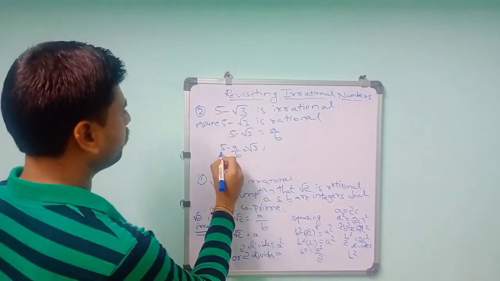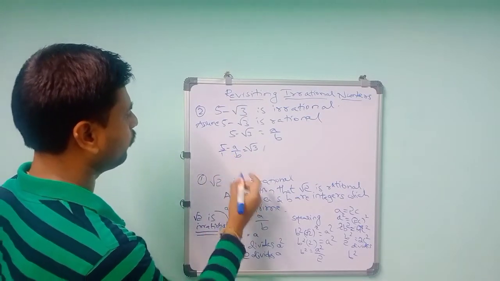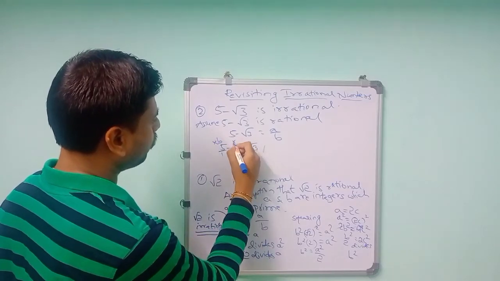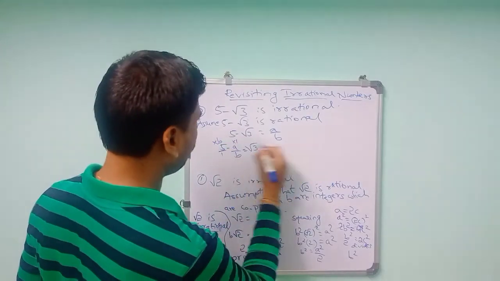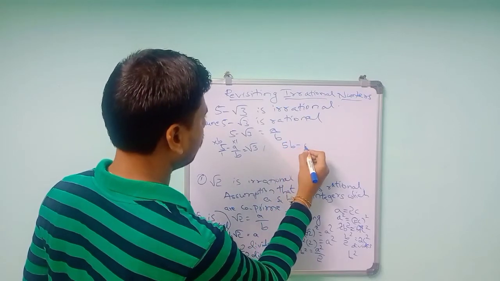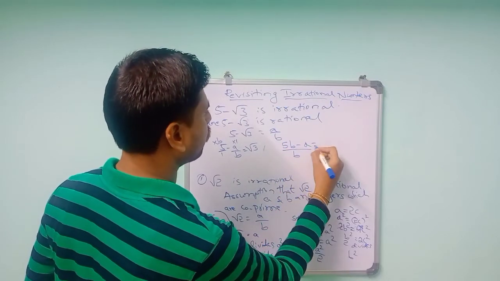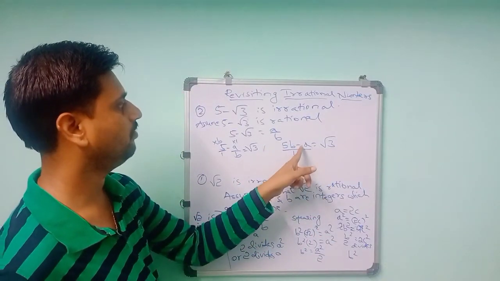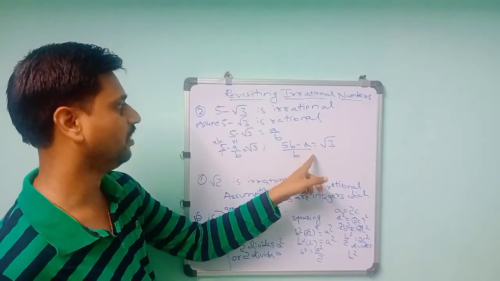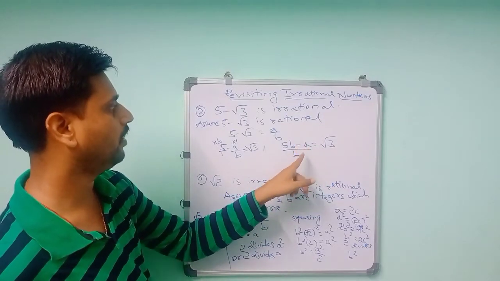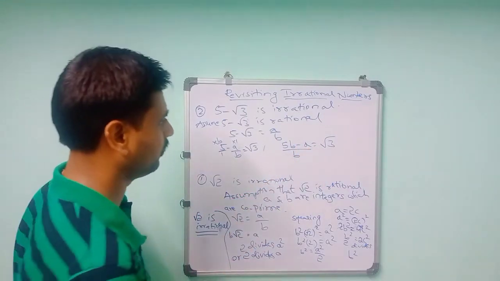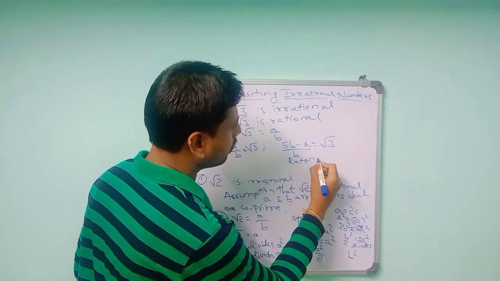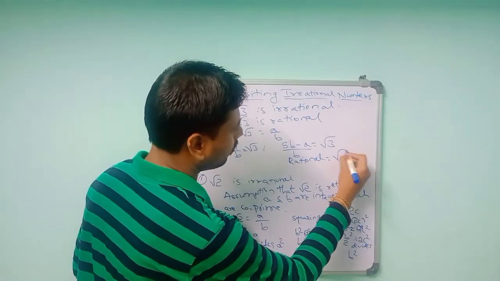If you take the LCM, because it is 1, the LCM will become b. So 1 is there, to become b you have to multiply by b. So 5b minus a by b is equal to root 3. From this we understand that a and b are integers, so 5b minus a by b will become rational. This is rational, so root 3 will become rational.